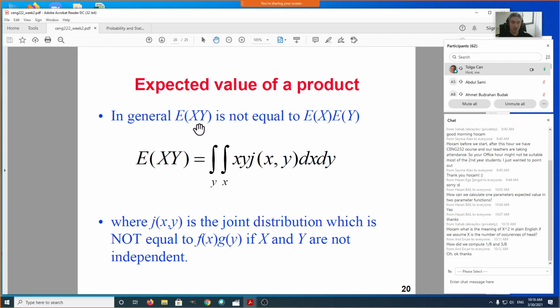In general, not only product, the square, in general, this is not equal, since this is not a linear function. x times y is not a linear combination of x and y. So in general, this is not equal to EX and EY. In order to do that, we need to compute this over all possible values of x and y.